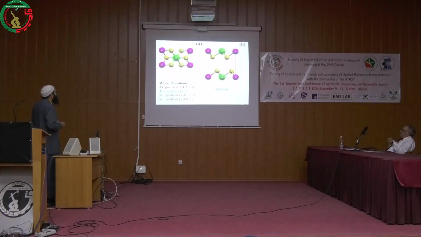So let's start with the ground state of the compound that I chose in this study. We have three kinds of atoms: zirconium, titanium, and selenium. They form a monoclinic structure. The space group is number 10. And these are the different atomic positions. As you can see in figure B, it's a layered compound, and we have van der Waals interactions along the C direction.